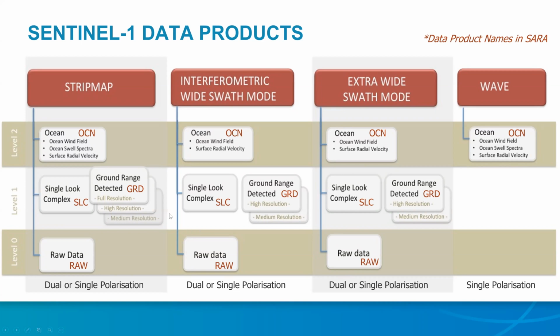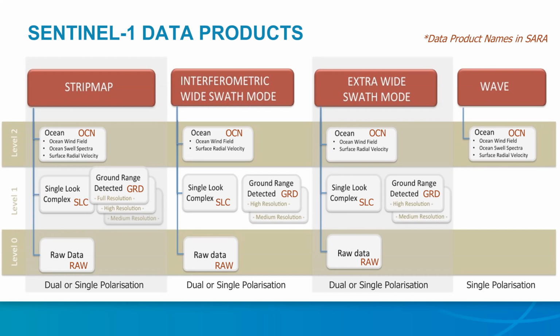Then the level 1 products have undergone some processing to account for the orbit of the satellite and have been georeferenced. The difference between single look complex and ground range detected data is that SLC captures the amplitude and phase information of the backscattered microwaves, with phase information useful in interferometric SAR applications, which we'll look at a bit later. And GRD only captures the amplitude information, which is the strength of the polarized backscatter.